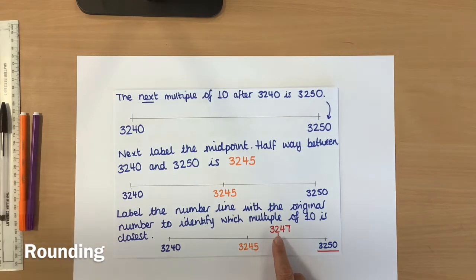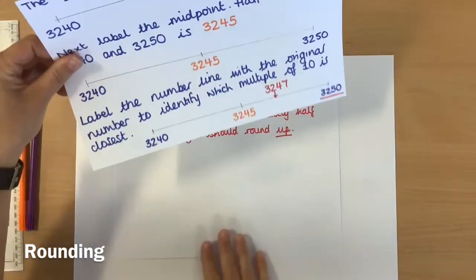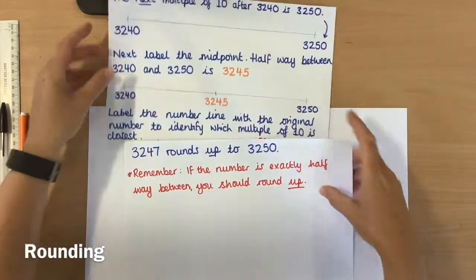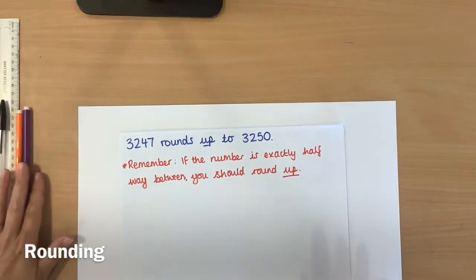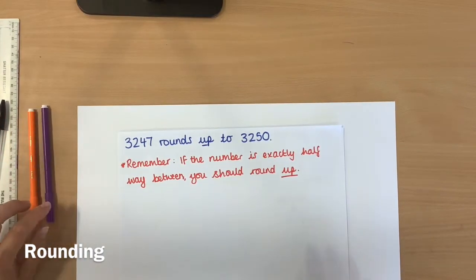Then the last thing we do is label the number line with the original number. So we find the first number we had, which was 3,247. Where does that sit on the number line? Now, because it's here, it is definitely closest to this multiple of 10, so there's our answer. If it was exactly in the middle, you can't say it's closer to either. But what we do in maths is we round up if we're exactly halfway. Okay? So there you go. 3,247 rounds up to 3,250. I will put a still on the video now of all three of those sheets together to show you the step by step.